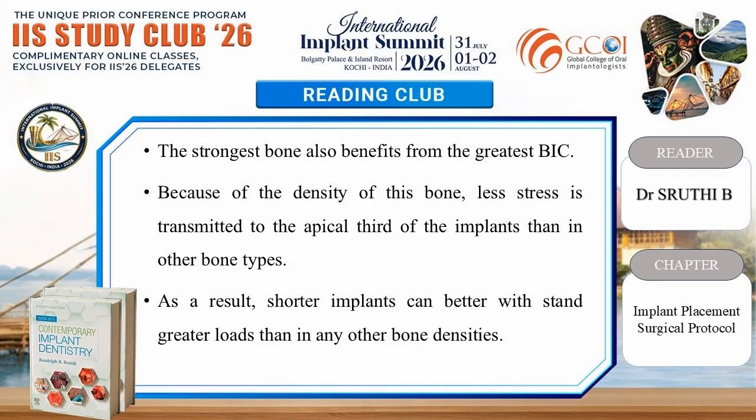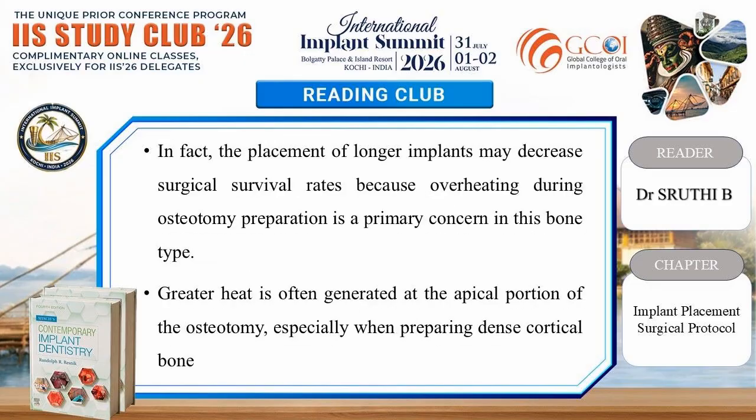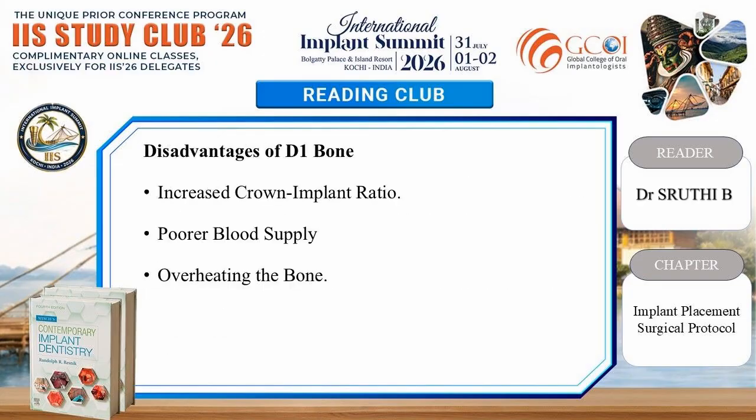Because of the density of this bone, less stress is transmitted to the apical third of the implants than in other bone types. As a result, shorter implants can better withstand greater loads than in any other bone densities. In fact, the placement of longer implants may decrease surgical survival rates because overheating during osteotomy preparation is a primary concern in this bone type. Greater heat is often generated at the apical portion of the osteotomy, especially when preparing dense cortical bone.